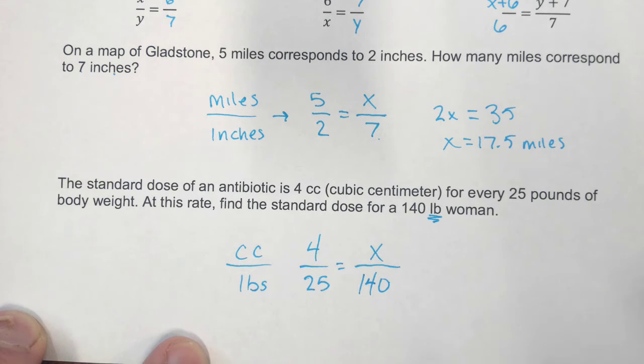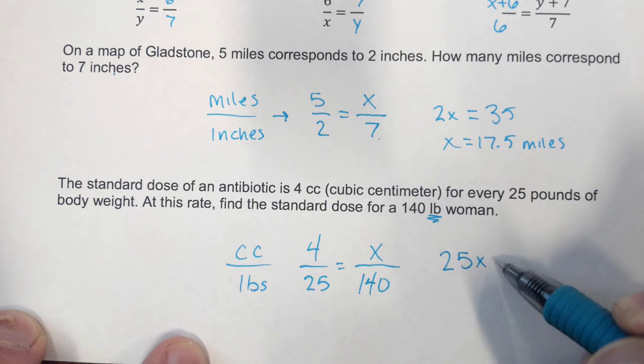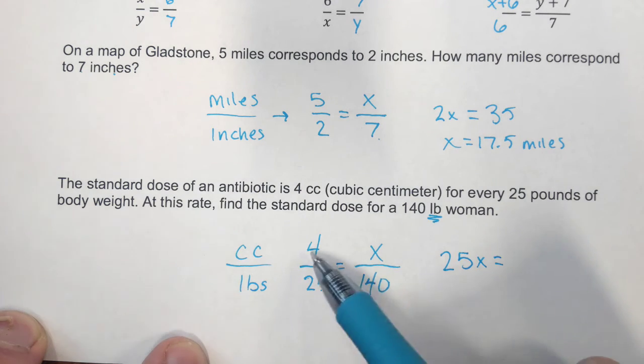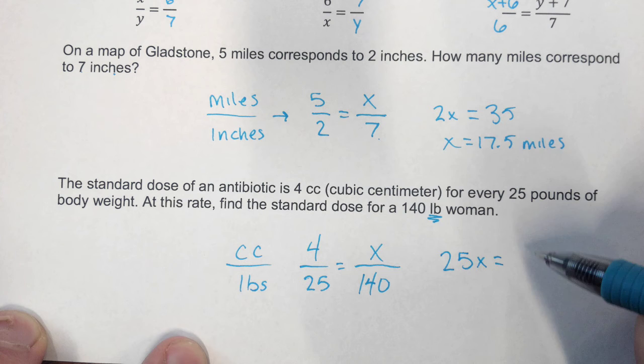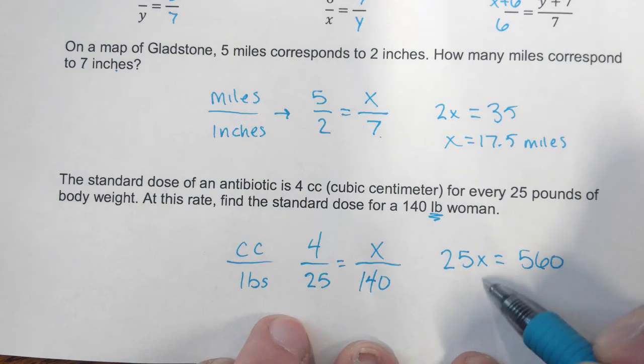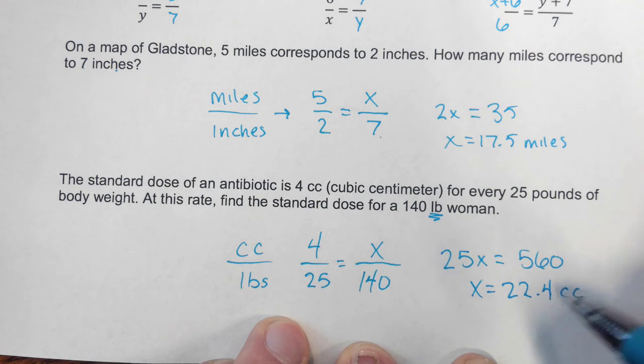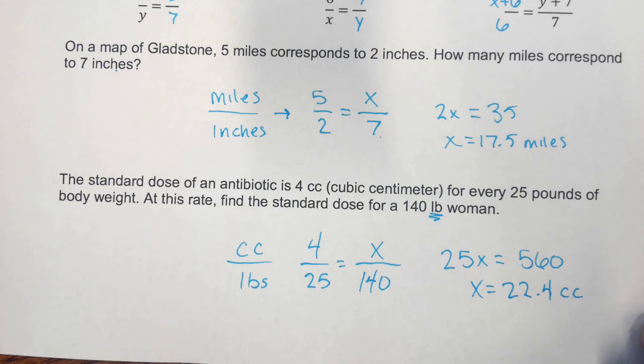I want to know how much that would produce. Oh my. Cross multiply. 25 times x is 25x. 4 times 140 is 560. Then you're going to divide 560 by 25. And you get that you need 22.4 cc's of medicine. That way you don't kill your patient.